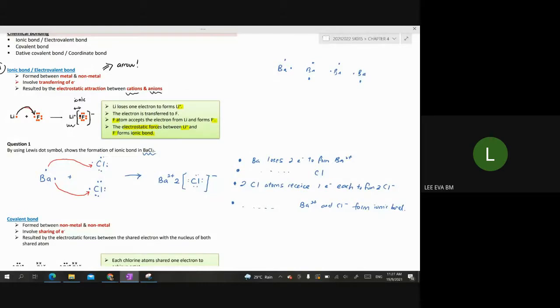Okay. To make sure everybody can draw the diagrams, the explanation you can refer on the top one. So far, ionic bond is the easiest lah.